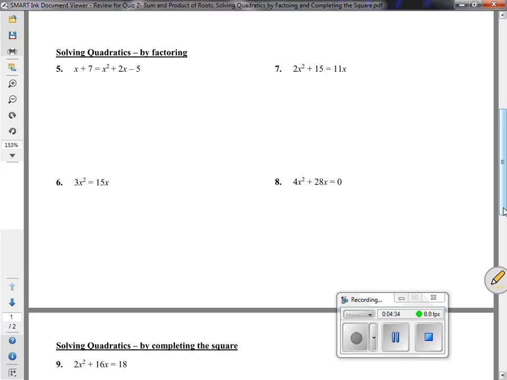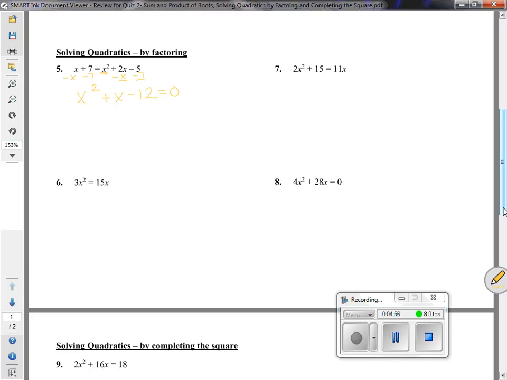I would want to move the x and the 7 over because I want to leave my x squared positive because it makes it easier to factor. So minus x and minus 7. So I would get x squared plus x minus 12 equals 0, right?